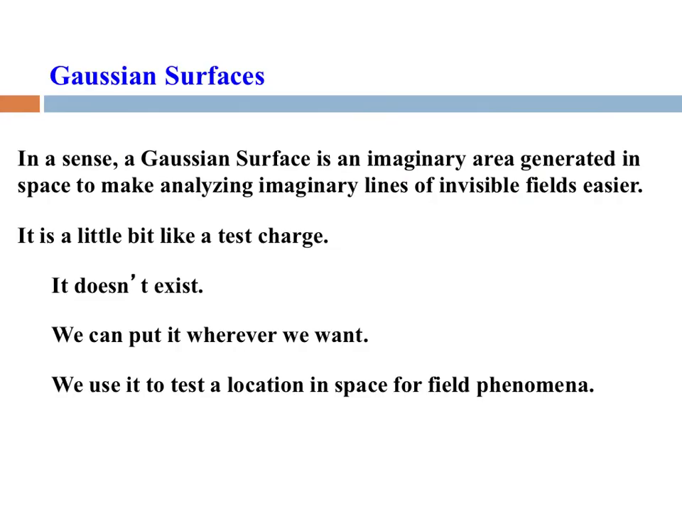Now, these closed surfaces that we were referring to are not physical surfaces. They're referred to as Gaussian surfaces. And Gaussian surfaces are imaginary areas generated in space to make analyzing imaginary lines, which are electric field lines, of invisible fields easier. It is a little bit like a test charge. Okay? It doesn't exist. We can put it wherever we want, and we use it to test a location in space for a field phenomenon. Again, what we're talking about are these closed surfaces, and they'll be referred to as Gaussian surfaces.